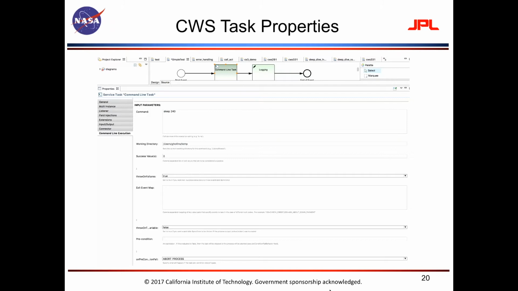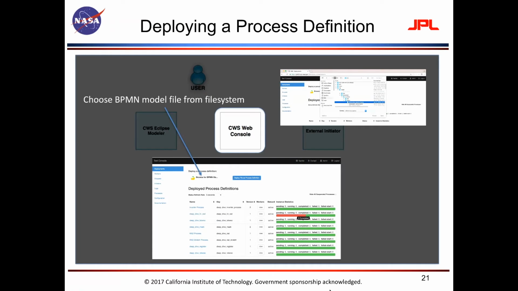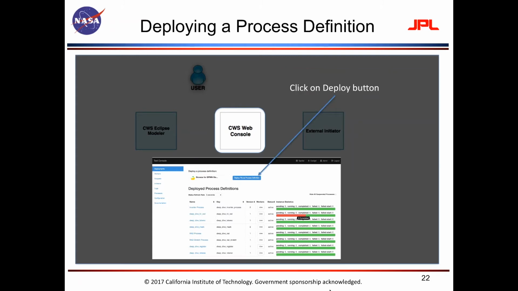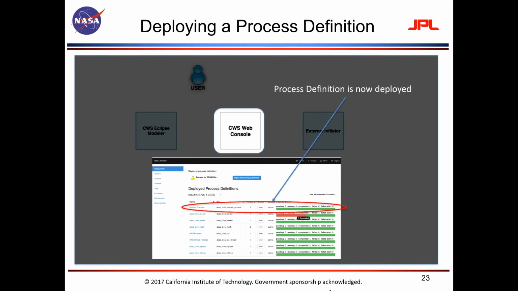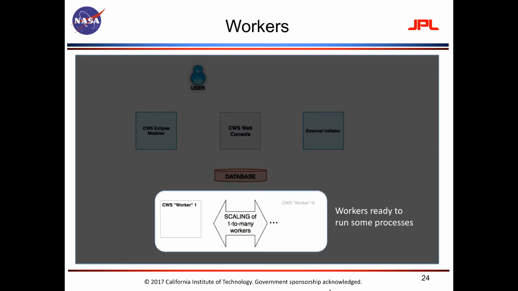So when you deploy a process definition, and here's an actual screenshot from CWS, you would select it from your file system and click deploy, and it will now show up on the CWS console. So it's deployed, and there's some statistics about how many are running, pending, completed, and so forth. And now once that process is deployed, the CWS system allows the workers to go and start running the jobs.